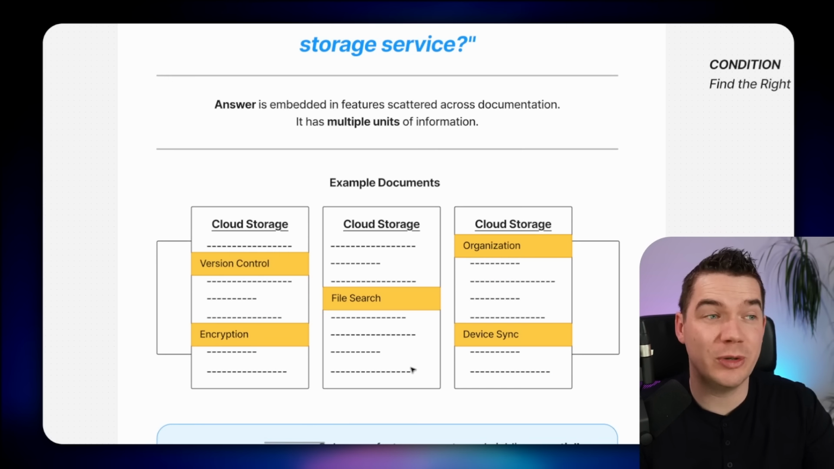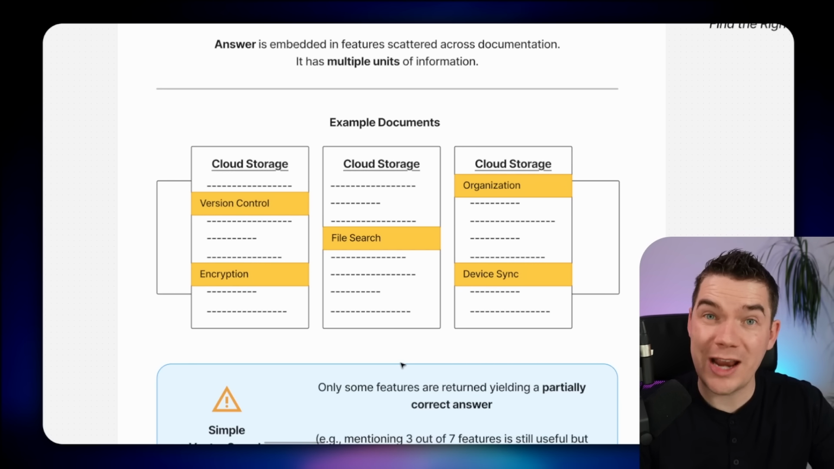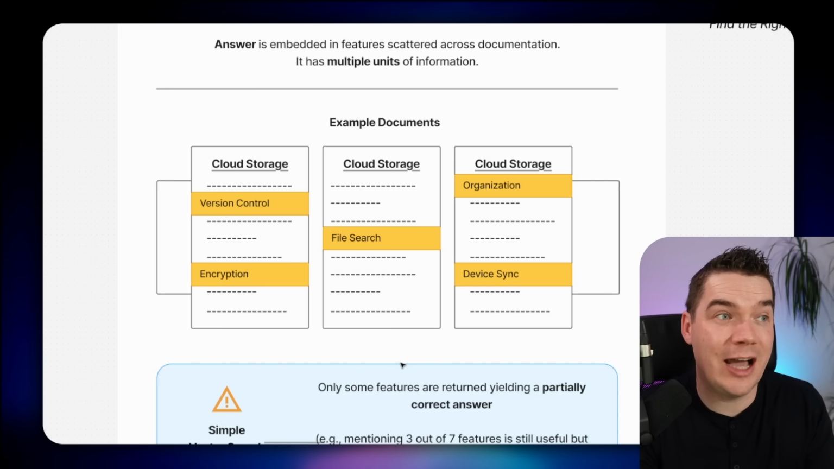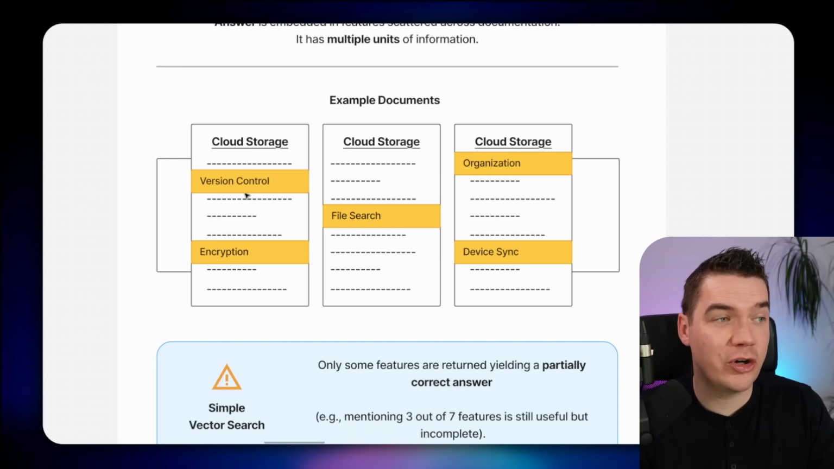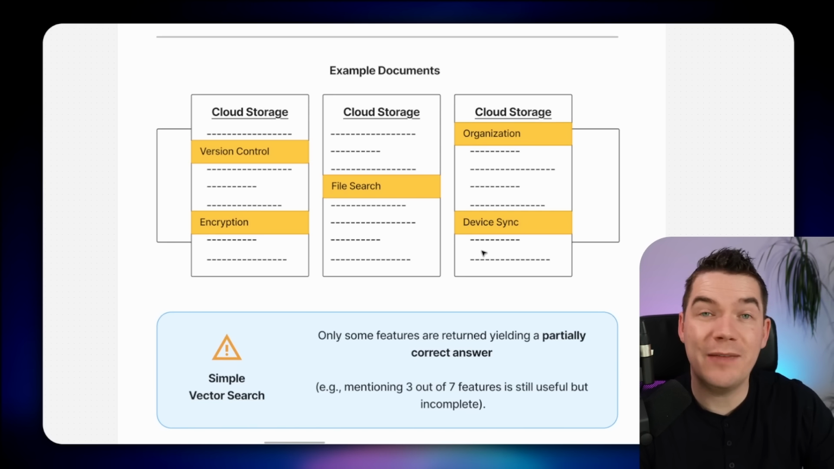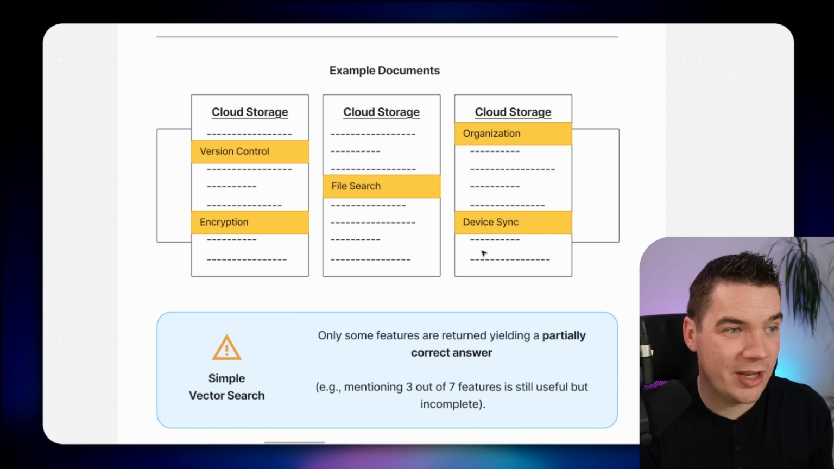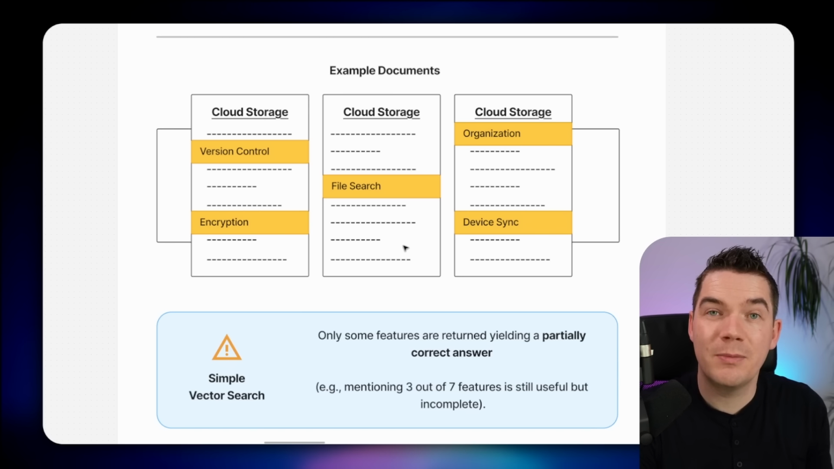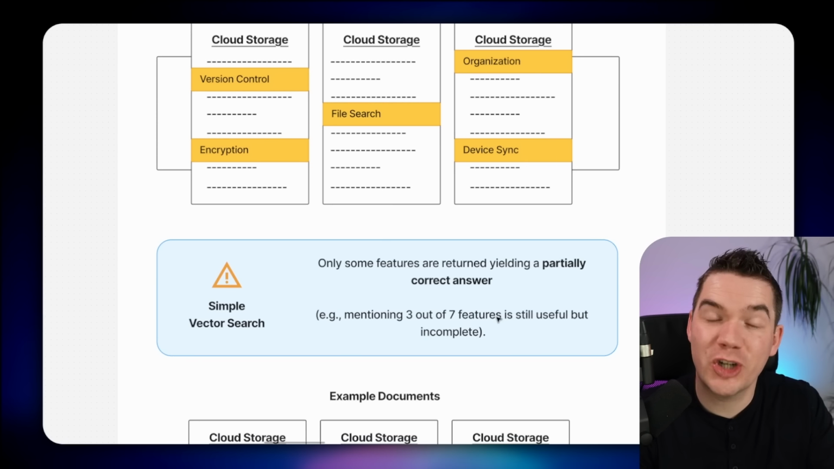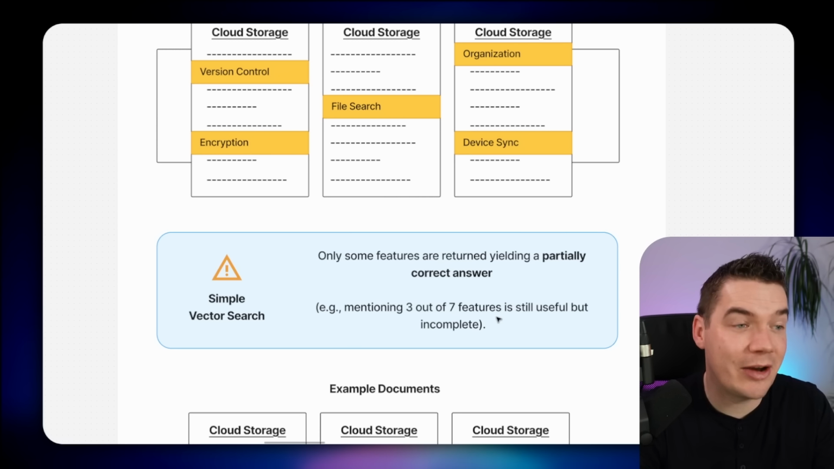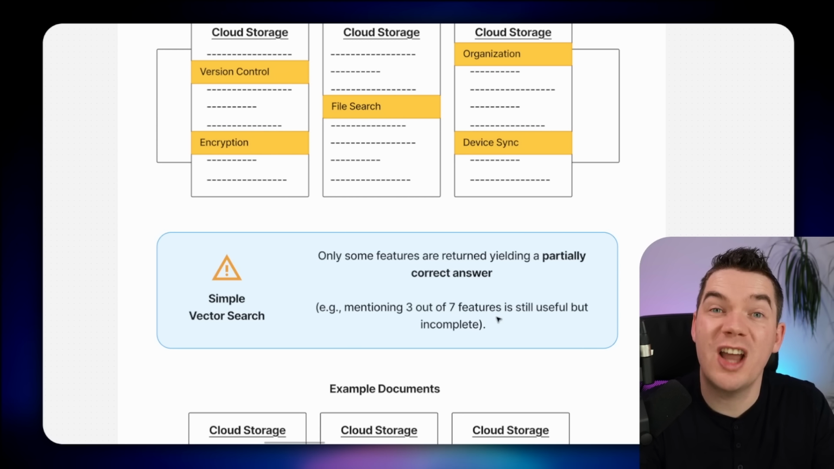So again, multiple units of information spread out and not specifically called out as features. You could have version control, encryption, device syncing, organization. And if you carry out a vector search, you might pull some of these, but it's unlikely that you're going to pull everything. And that can yield a partially correct answer, not necessarily a hallucination, but just not comprehensive.